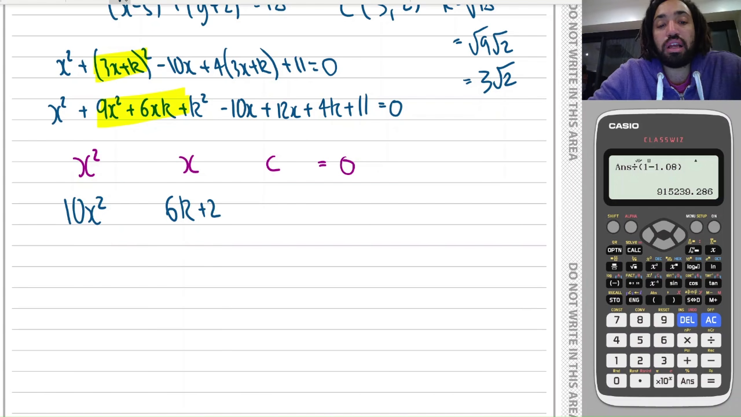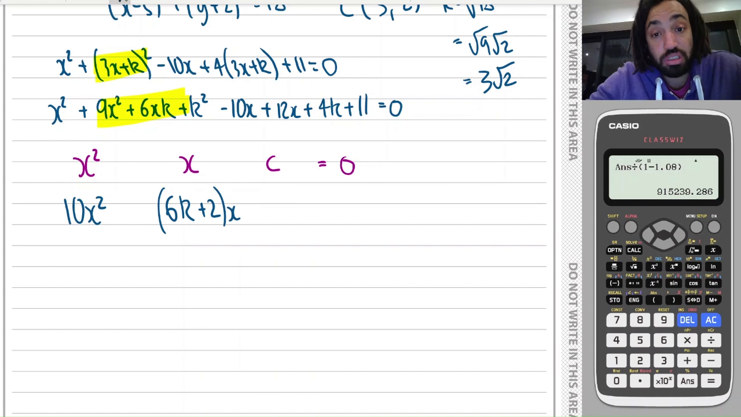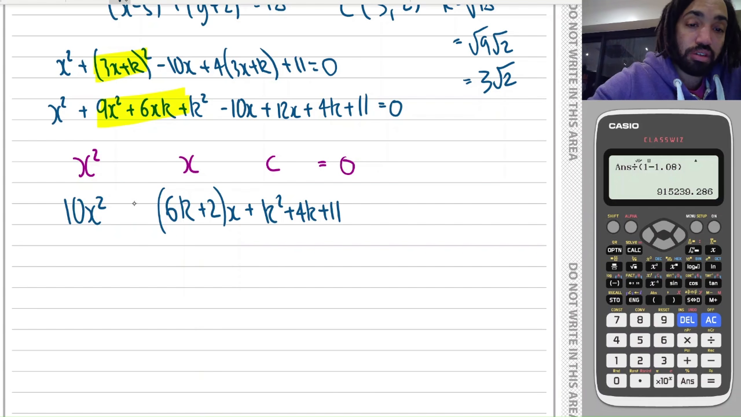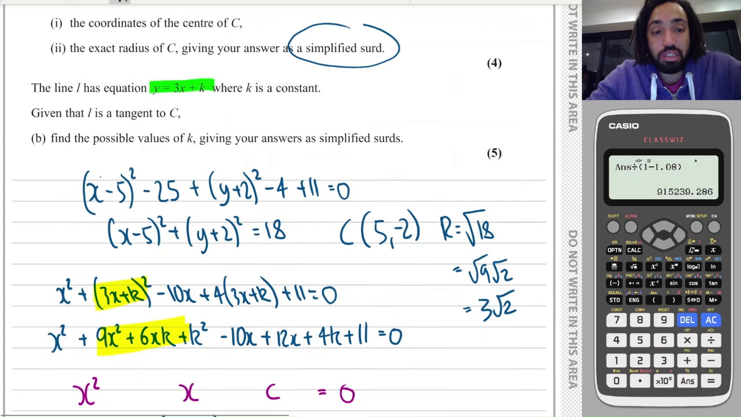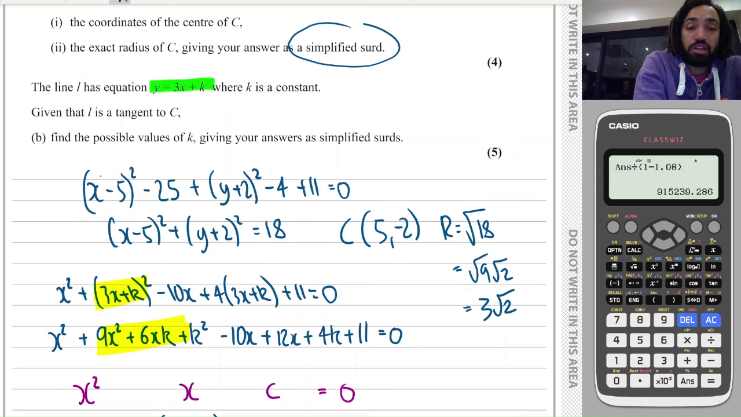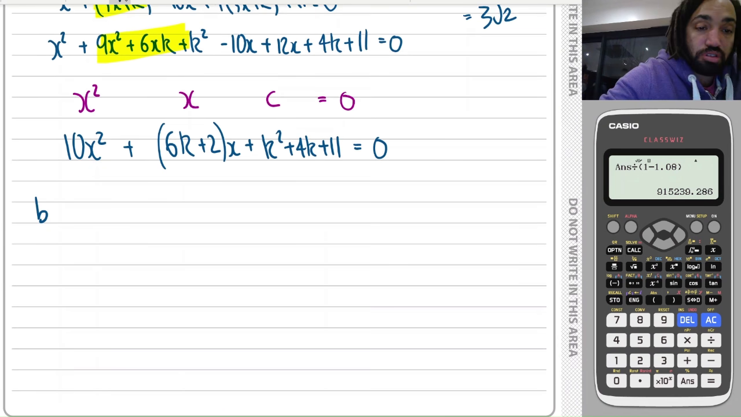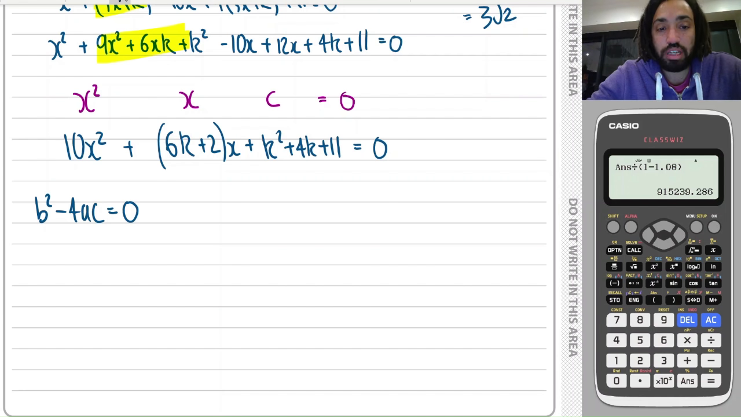And what about the constant terms? Well, k is a constant, so we've got k squared, and we've got 4k, and we've got plus 11. Okay, so now I've put them into nice, neat quadratic form. And because the question tells me that the line is a tangent, it means that the discriminant is equal to 0. So b squared minus 4ac equals 0, because the tangent only cuts once, and that means there's only one solution to this quadratic.